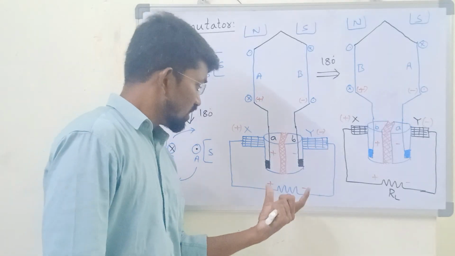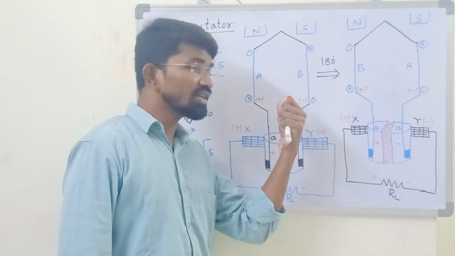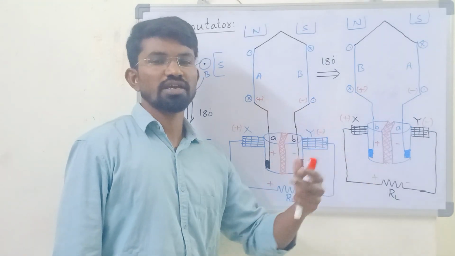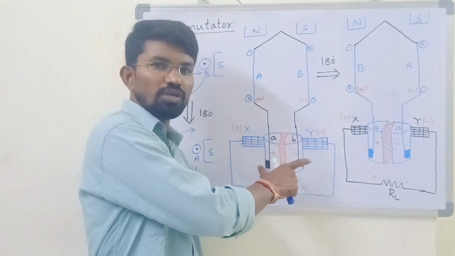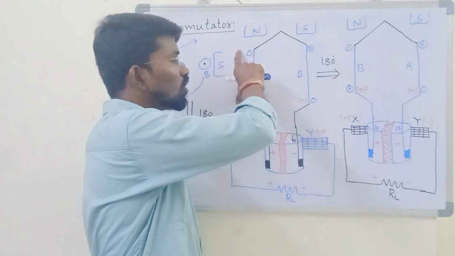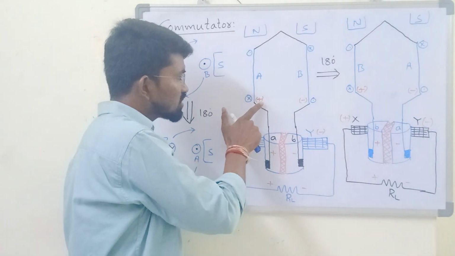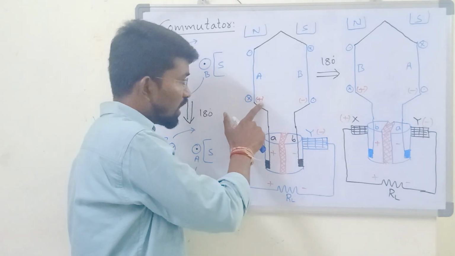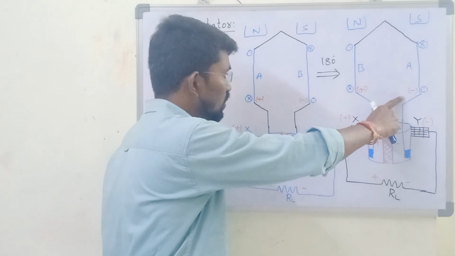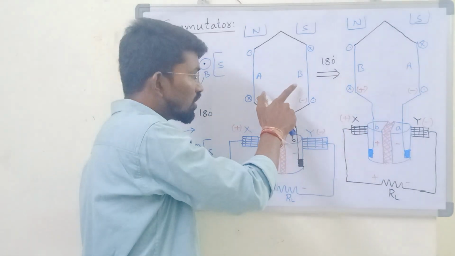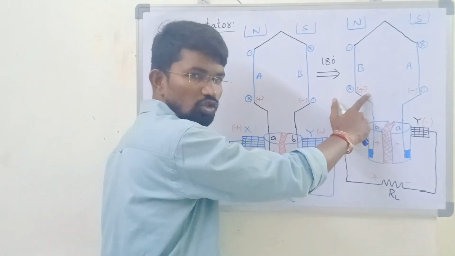We are saying that the output voltage is definitely a direct voltage, but why are we saying that inside the armature there is an AC voltage? So to understand that, don't take the entire machine, just consider only conductor A. Now if you consider conductor A, it is having positive polarity here, and the same conductor A is having negative polarity here. Yes or no? Now if you consider conductor B, conductor B is having negative polarity here, and the same conductor B is having positive polarity here.